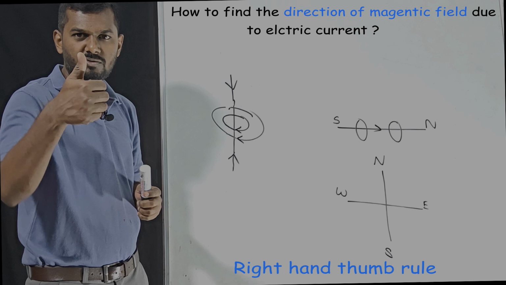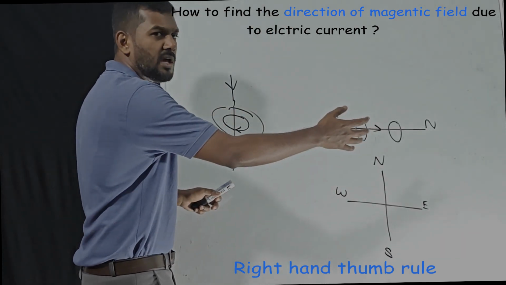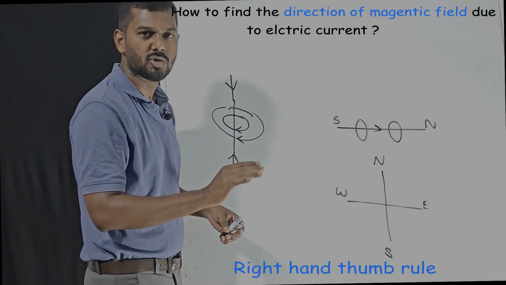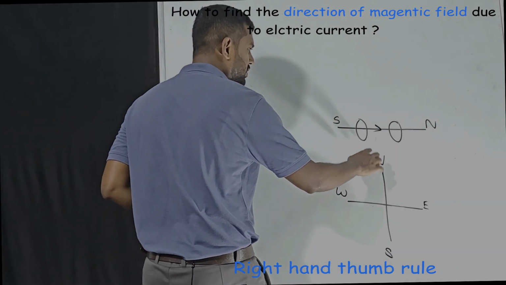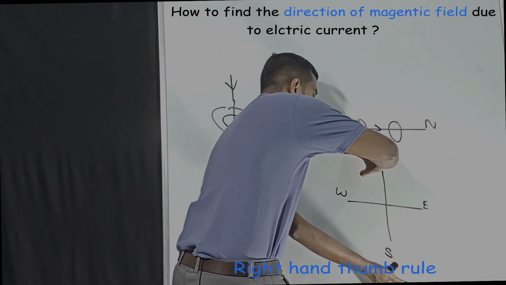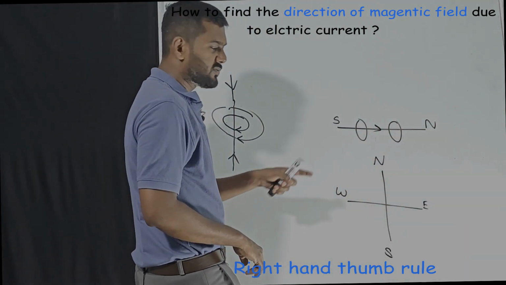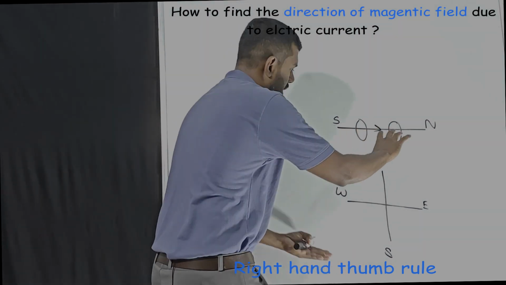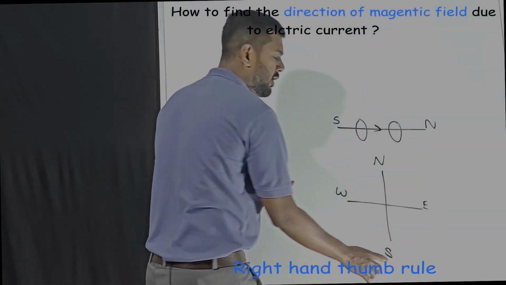If you follow the method which we have learnt, the right hand thumb rule, if you rotate it like this or like this, you will get the same answer. I am going to show you both the ways. Now listen, south is on the left hand side, north is on the right hand side. So when you rotate it like this, west will go to the top and east will come to the bottom.